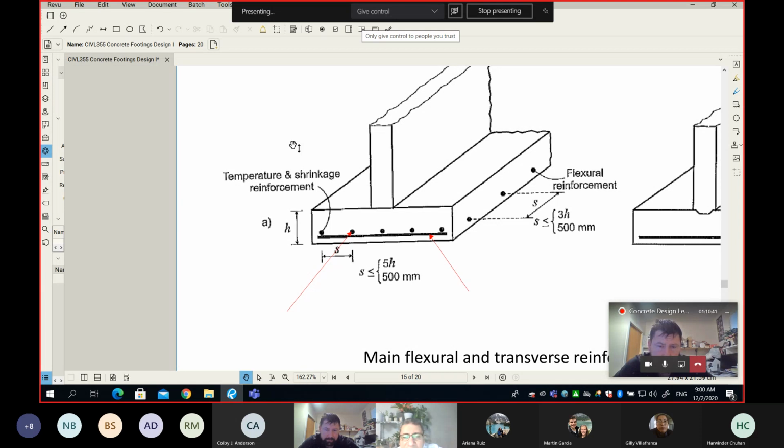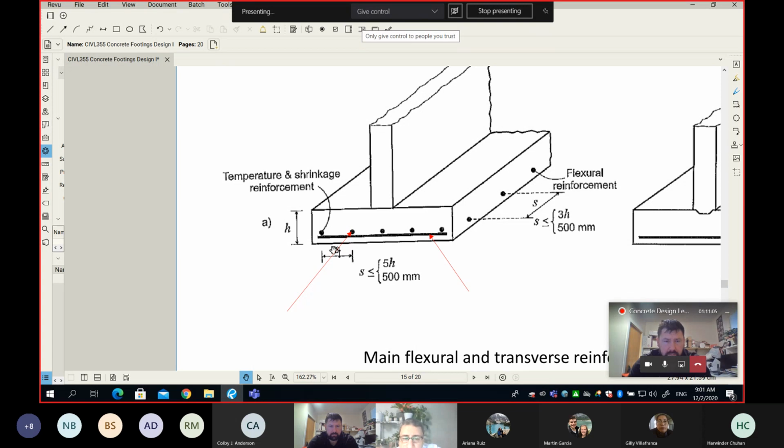Okay, why do we add transverse reinforcement? Still the same reason, because of integrity. Yes, we deal with them as adjacent 1 meter strips, but at the end of the day, it's a plate action, so we need to add transverse reinforcement, and also for temperature and shrinkage. And we add here a minimum reinforcement in the transverse.